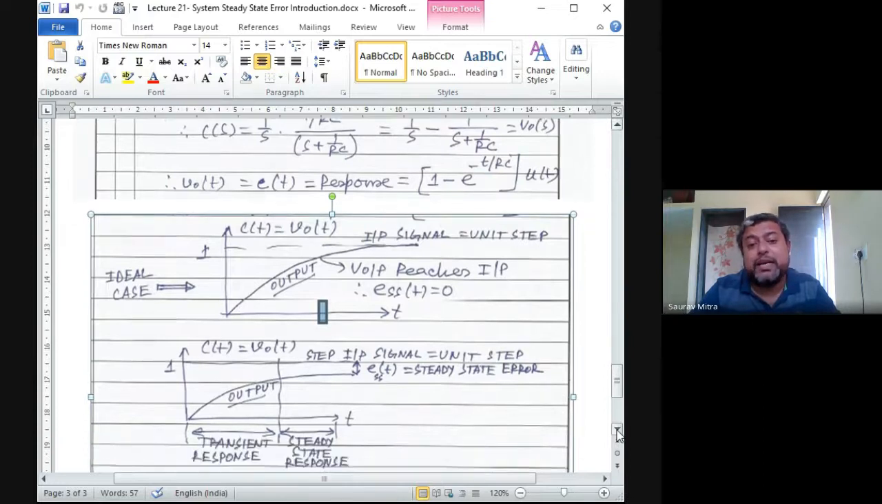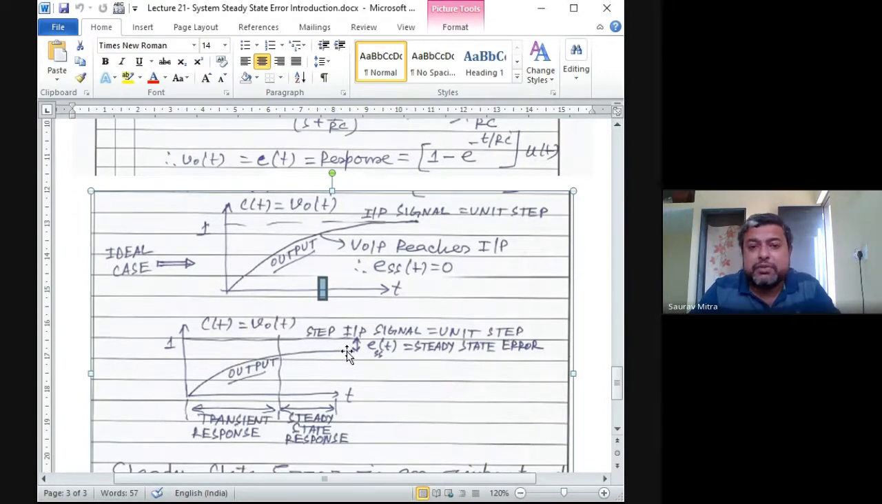But in the bottom diagram, you see that suppose input is given as 1 and the output is not reaching 1. Theoretically, mathematically, model wise, it will reach because it is a pure capacitor. But there might be some defect in the capacitor which is not considered in the model, not considered in the equation. In that case, we are finding that the output is not reaching 1 volt finally, even at steady state. Output might reach 0.8 or 0.9 and stay there.